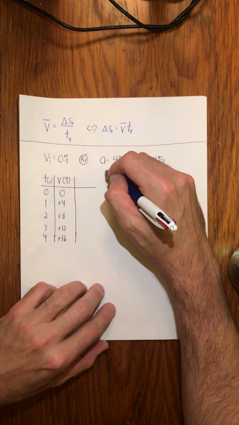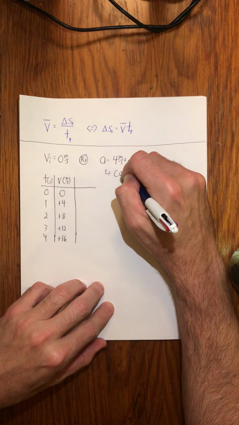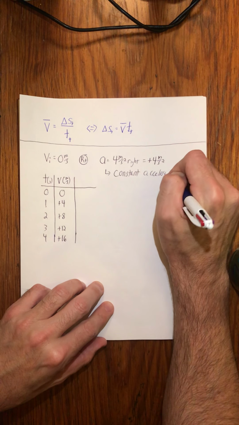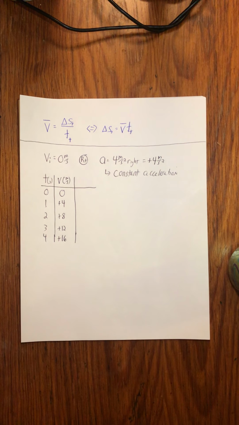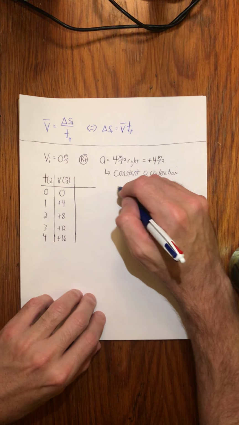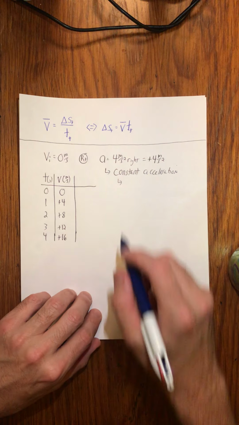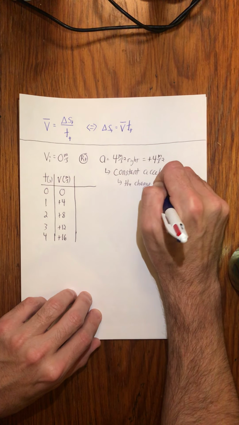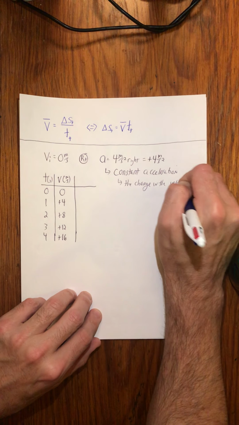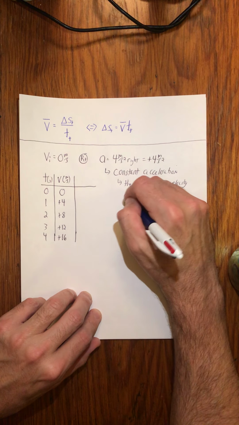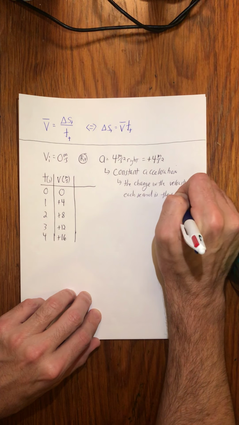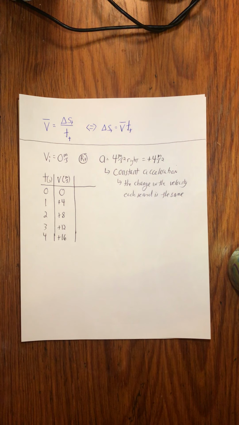Now, I do want to say something here. This is a constant acceleration. What does it mean to have a constant acceleration? Well, if we look here, this chart displays it really well. A constant acceleration means that the change in the velocity each second is the same, right?